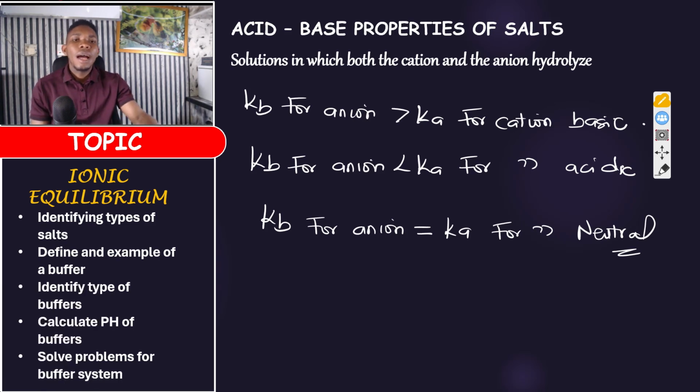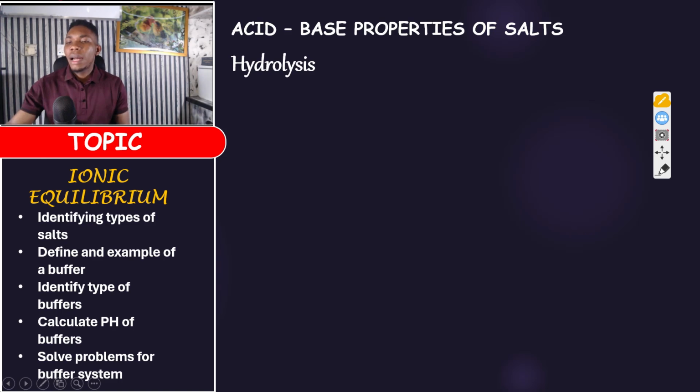Now these are important questions you may come to see in objective. You say when Kb for anion is less than Ka for cation, the solution is said to be acidic. They may say which of the following is true, and then they give you options, and then twist one like that, that you know is not correct. Is that okay? Now that is easy to understand. All right, now let's look at hydrolysis.